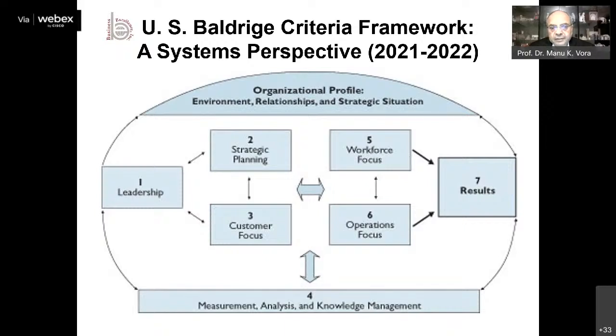So the framework has 7 categories. Leadership is like an engine. Then strategic planning, customer focus, measurement analysis, knowledge management, workforce focus, operations focus, leading ultimately to sustainable results. So categories 1 through 6 are the processes, and category 7 is the actual results. And when people use this criteria, and this is nothing but self-assessment, you measure how well you have the strengths. That means you have a process and you are getting results. Or gaps, that means there is no underlying process and there are no results.